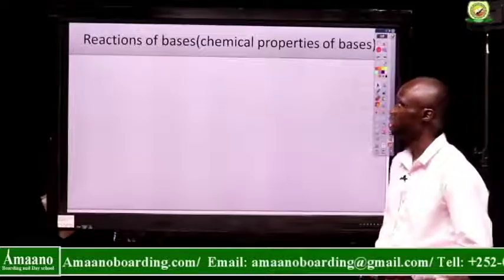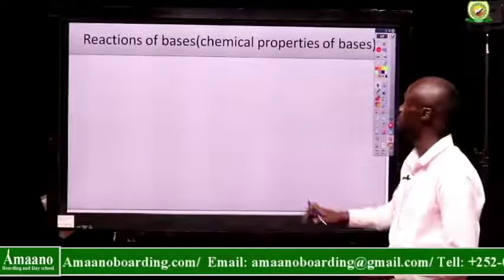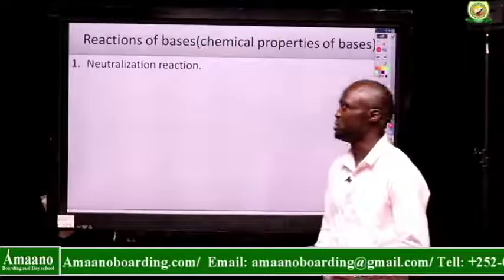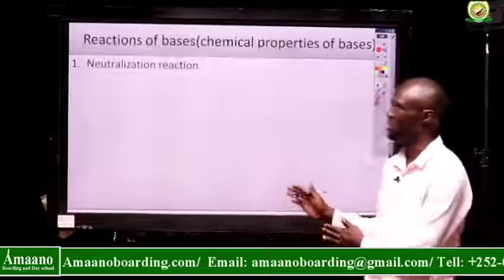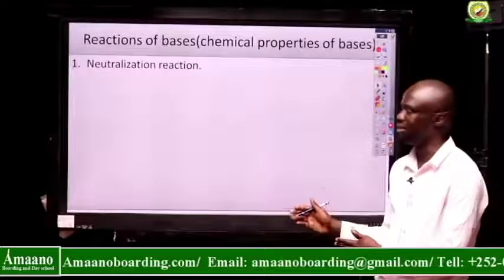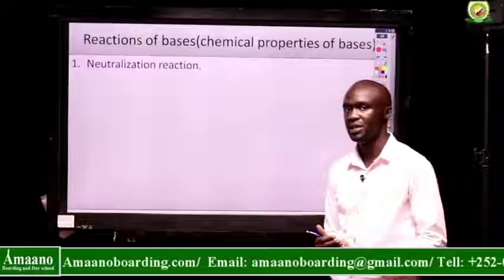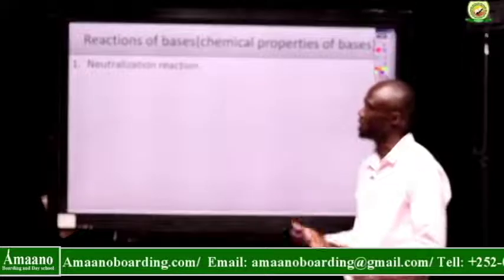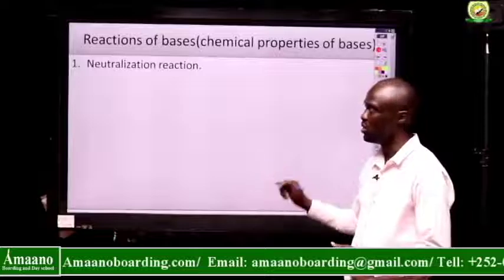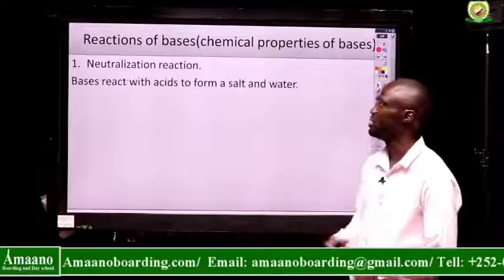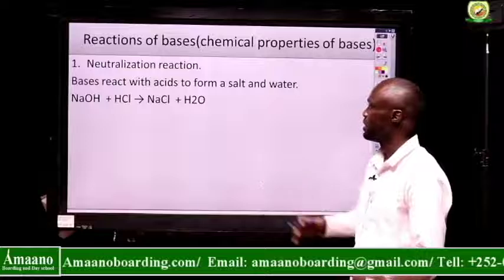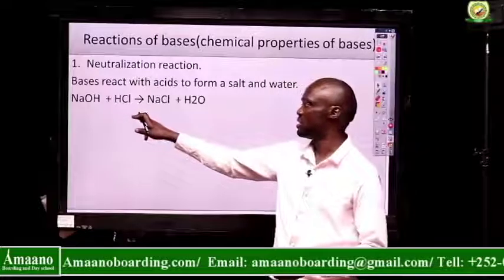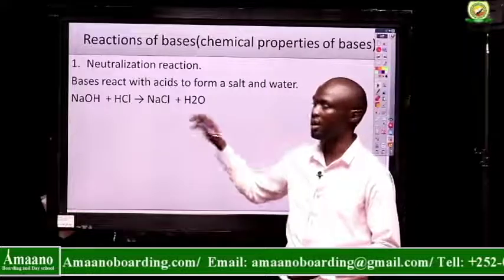We come to reactions of bases, or chemical properties of bases. One, we have neutralization, and we have already looked at neutralization, and we said it is a reaction between an acid and a base to form a salt and water. Only two products are formed. For example, here we used sodium hydroxide and hydrochloric acid, giving us sodium chloride and water.